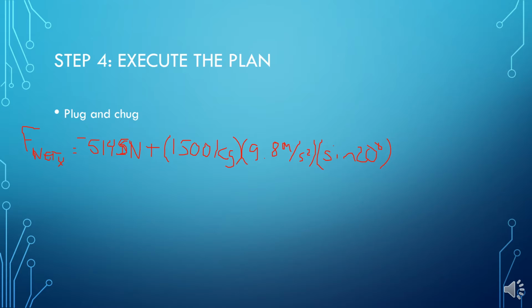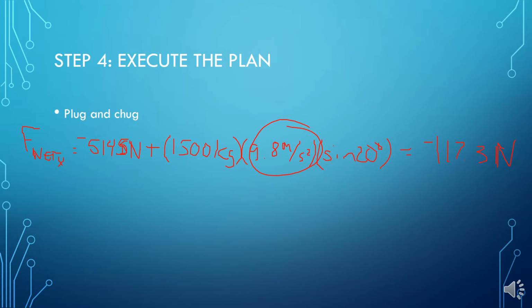So then I'm going to subtract 5,145, and I get that F net X equals negative 117.3 newtons. One thing you may ask is why this isn't negative. We set down the ramp as the positive sign, and so that's acting in the positive X direction, so we don't need a negative there.